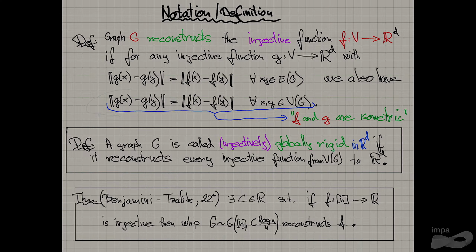And just to understand these notions, here is the phrasing of the Benjamini-Tzalik theorem: there is a constant c such that if f is an injective function from [n] to R^d, then with high probability, if you draw a random graph with edge probability c log n over n, this will reconstruct that fixed f.